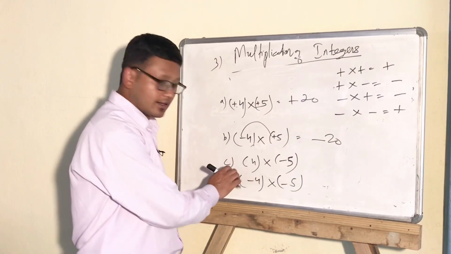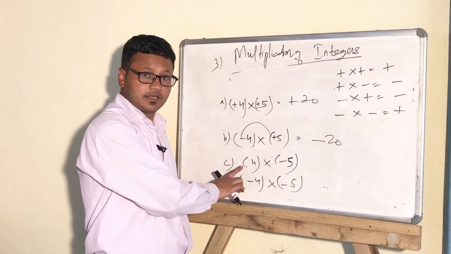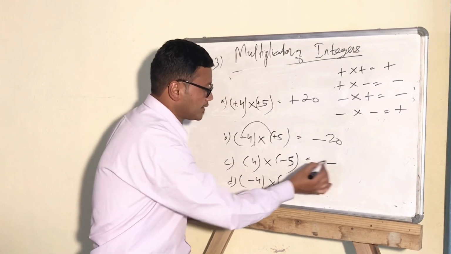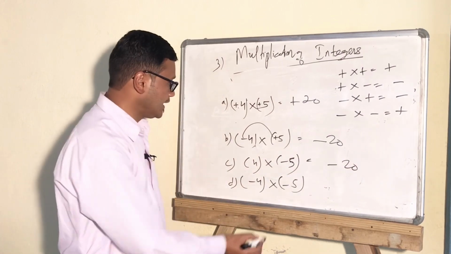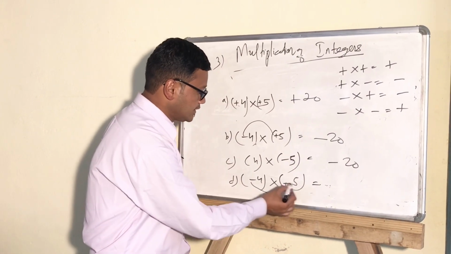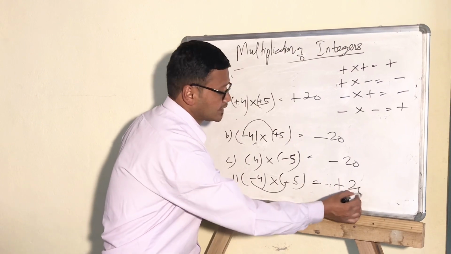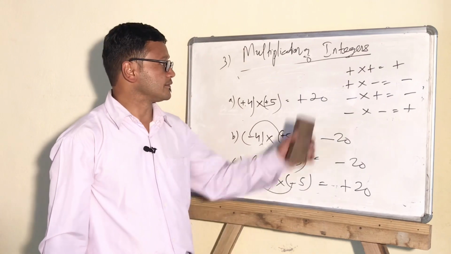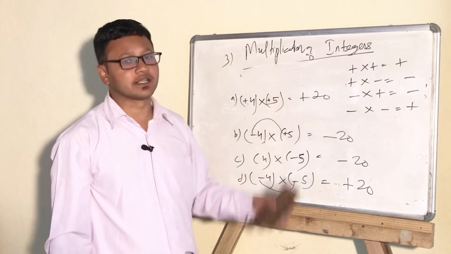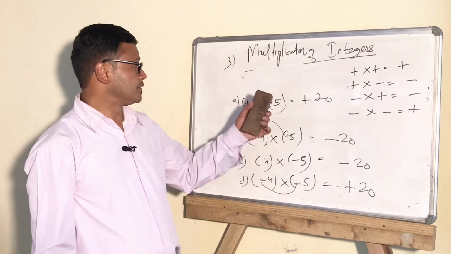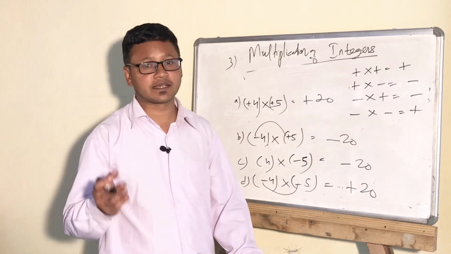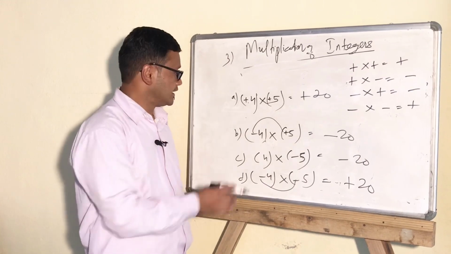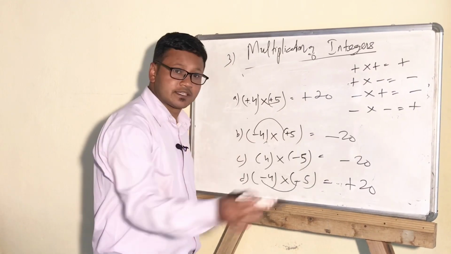Then again here it is plus, it is a whole number, a positive number, so plus into minus, minus, 4 fives are 20. Understood? Then D, minus into minus, plus, 4 fives are 20. See, it's very much simple. Just you must know the sign convention while doing the multiplication. Plus into plus, plus; plus into minus, minus; minus into plus, minus; then minus into minus, plus.